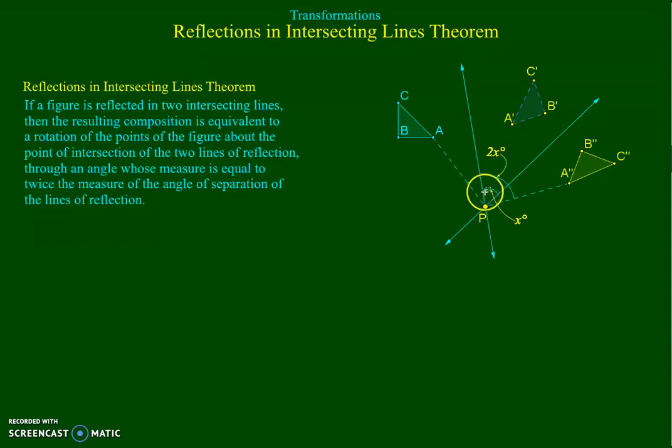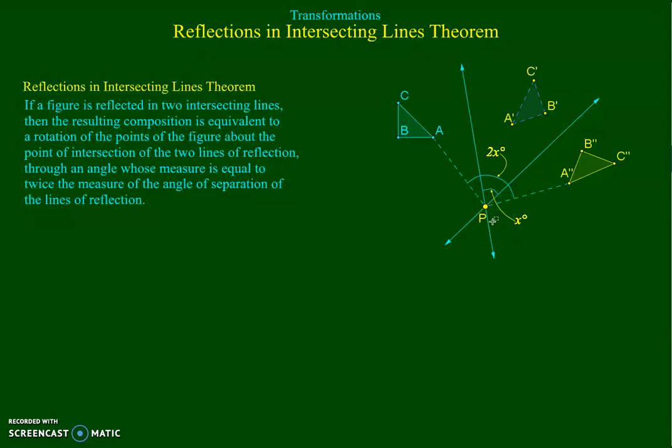So if this angle of separation were 15 degrees, then this angle would be 30 degrees. If this angle were 30 degrees, this angle would be 60 degrees. And so that's all there is to the theorem. And we're going to be identifying what the equivalent rotations are. If we have a rotation, what's the separation of the intersecting lines? That's really all we're going to be concerned with at this point.